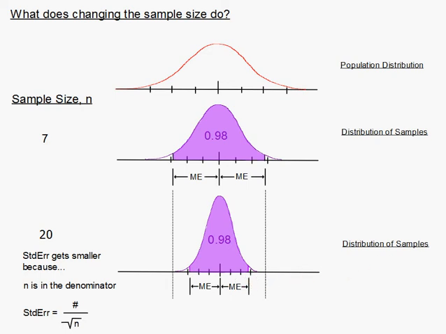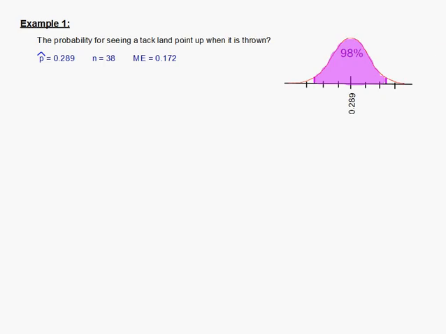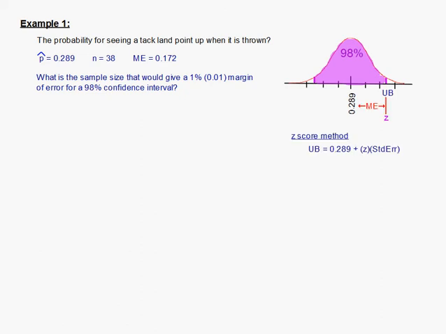Well, that's exactly what we need. What we need to do now is reverse the process. Here we're going to use our tack example. We have the results of what we did before, our 38 throws of the tack. What we can do is say, for a new question, what is a sample size that would give a 1% margin of error for a 98% confidence interval? So we're going to need the z-score method. If you're used to using the inverse norm, you're going to have to use the z-score method for calculating the sample size.